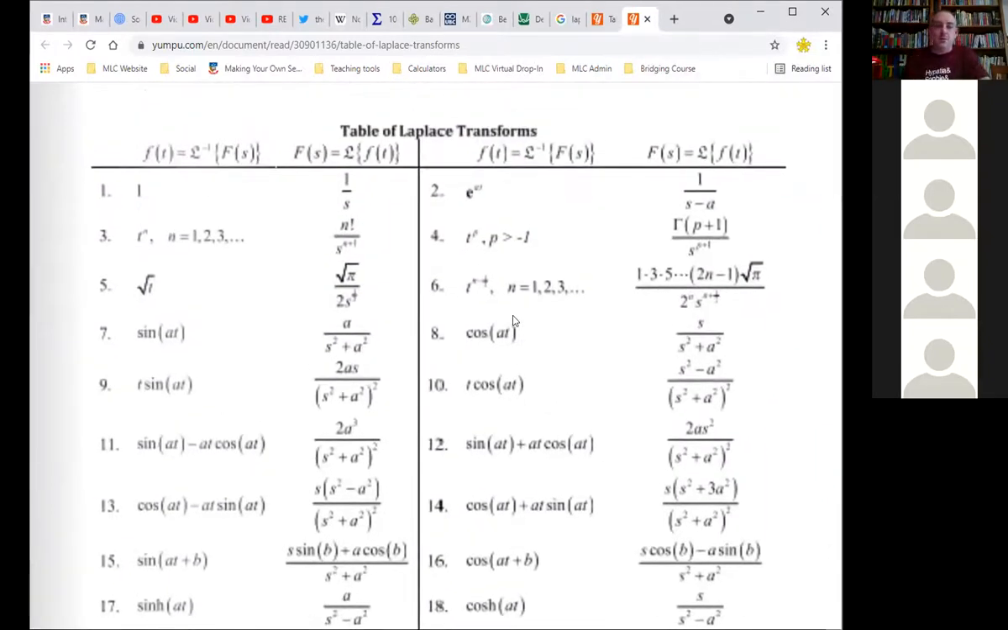So I'm going to write some of these down on my piece of paper. 1 as a function of t becomes 1 over s, which is the beginning. And sine and cos are really important too. I believe in yours it has a w in that spot.